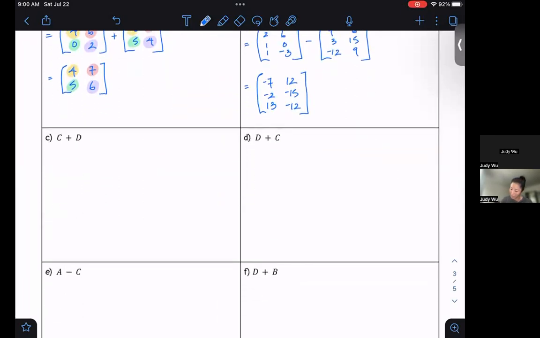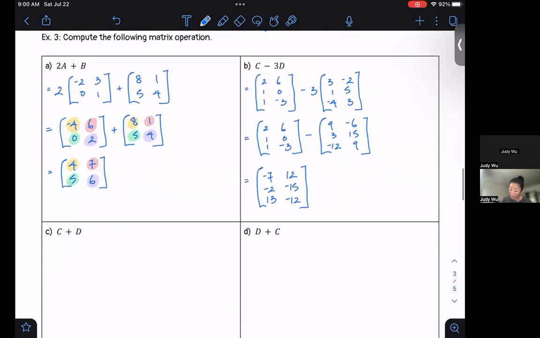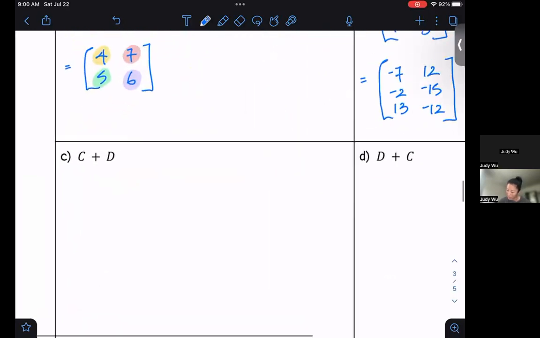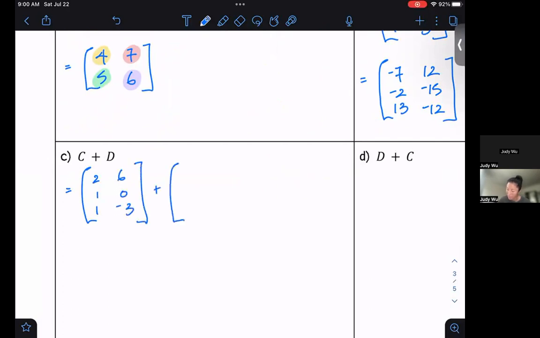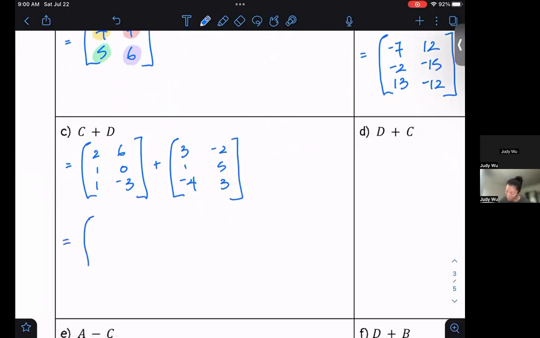All right, let's take a look at C plus D, okay? So we're just gonna add C plus D. So we have 2, 1, 1, 6, 0, negative 3. And we're just going to add them to 3, 1, negative 4, and negative 2, 5, 3. Okay. And this one is a little bit more straightforward than the other ones because we don't have to multiply by anything. We just get to add.